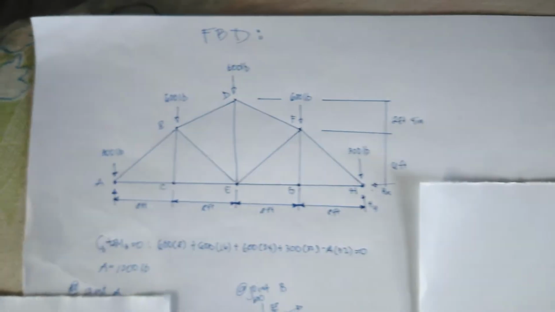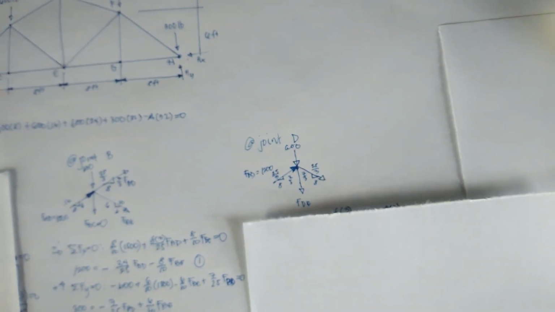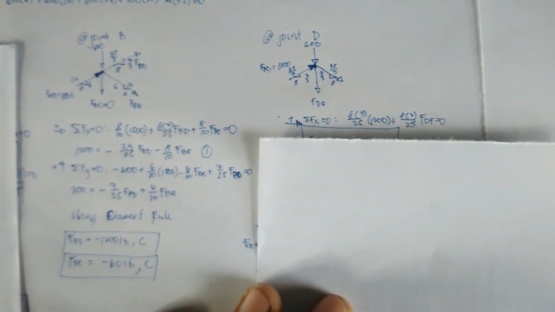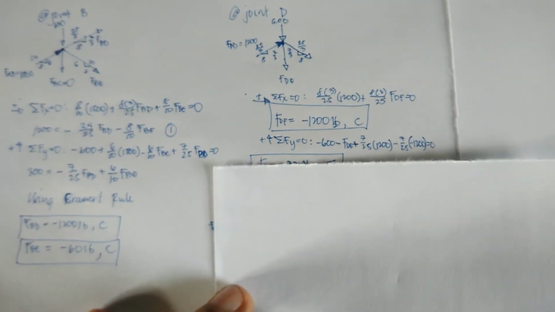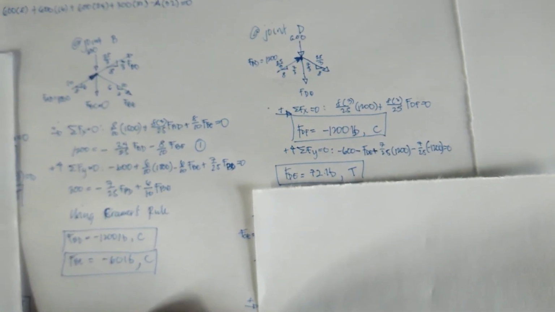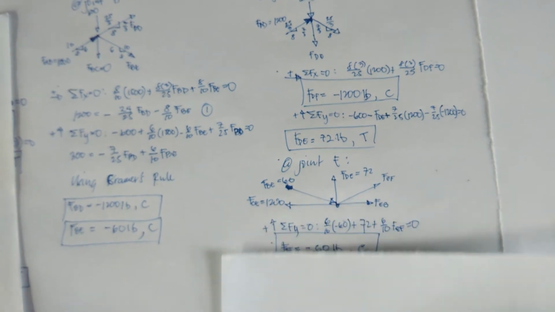We'll be moving now to joint D, since it has only 3 members. Joint D will be given by this diagram. After that, same procedure, which is the sum of Fx, this one, and FDF is equal to 1,200 pounds compression, and sum of Fy is given by this value. FDE is equal to 72 pounds tension, and joint E will be given by this diagram.